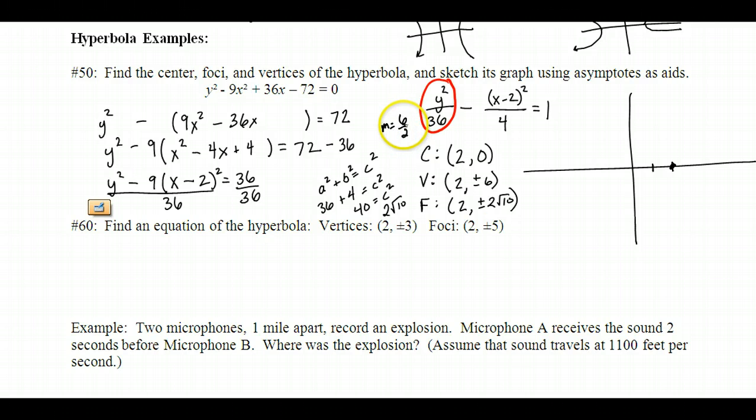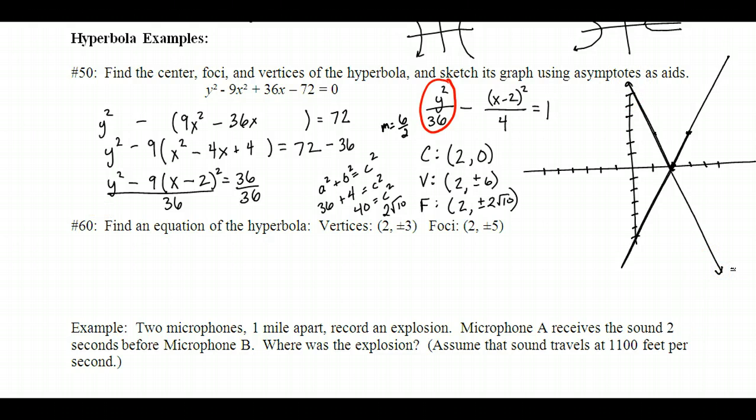Therefore, my slope is going to be positive or negative 3. And from here, I've got to put in some more marks here. And if you just have 2 of them, you can make a line with 2 points, so that's all you really need. So now I rise 3, run 1, and get my ruler out to connect them. May not be perfect, but it'll work. I also can rise 3 and go back 1. So now we have our asymptotes. They have to be accurately sketched.